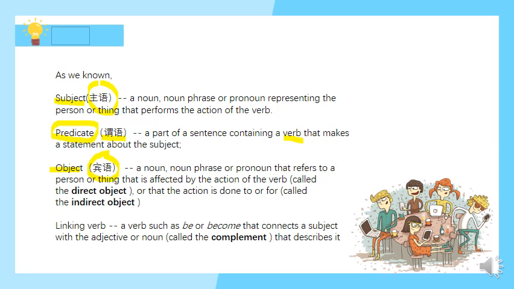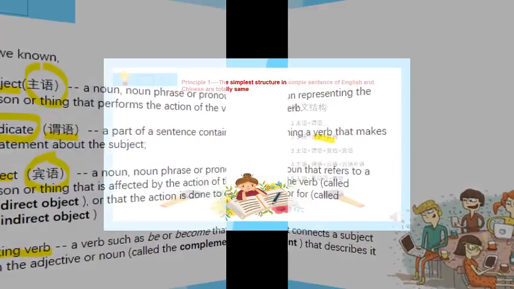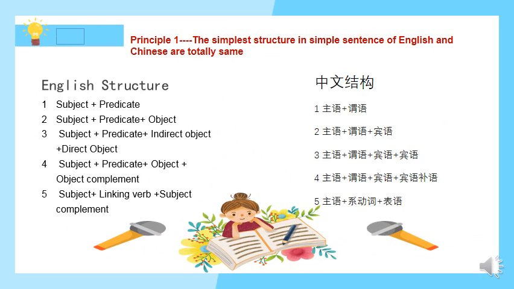And the fourth one is linking verb. In Chinese, it's called 系动词. So, we compared, and we get principle one: the simplest structures in simple sentences of English and Chinese are totally the same. Remember it. Keep it in mind.